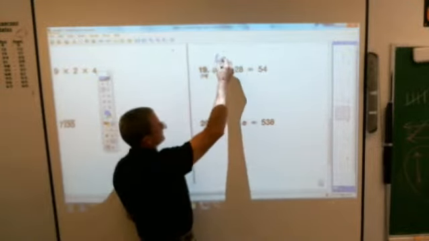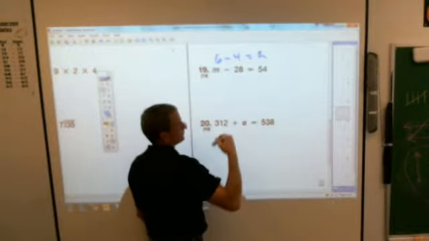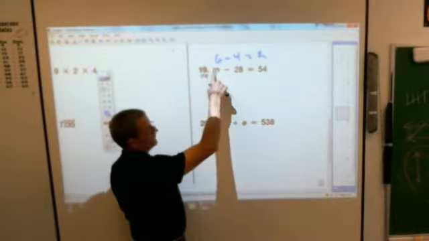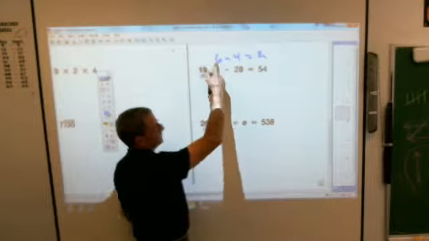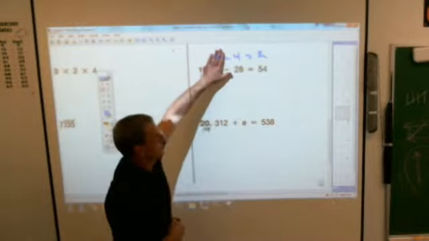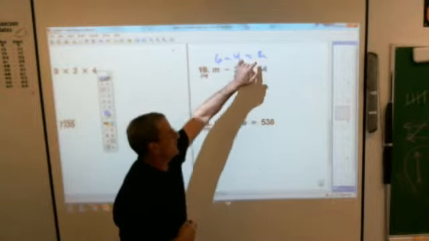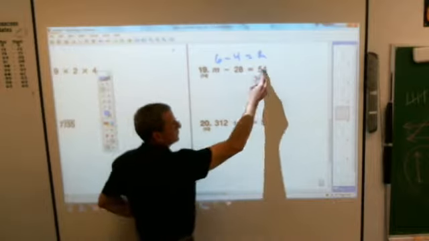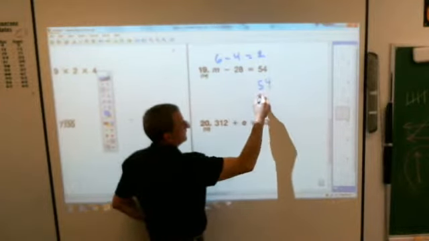Maybe it's 6 minus 4 is 2. If you're missing the first number like I'm missing here, if I didn't know this was a 6, what do I do to the 4 and the 2? Add them together, which is the same thing you'll do with these two. You will add the 2 together.